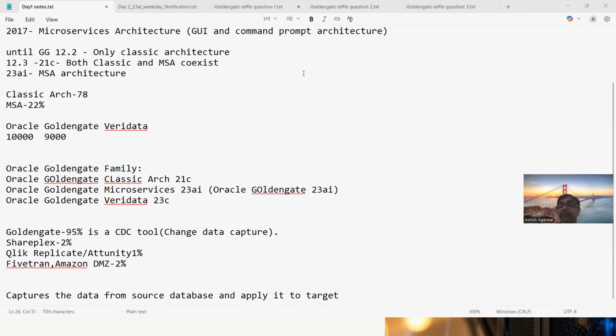You must have heard about SharePlex. It is the nearest replicator, the nearest competitor of GoldenGate. But still, 95% of market share is held by GoldenGate, 2% by SharePlex, 1% by Actunity, and the remaining 2% is held by other competitors. So GoldenGate is such a widely used product.